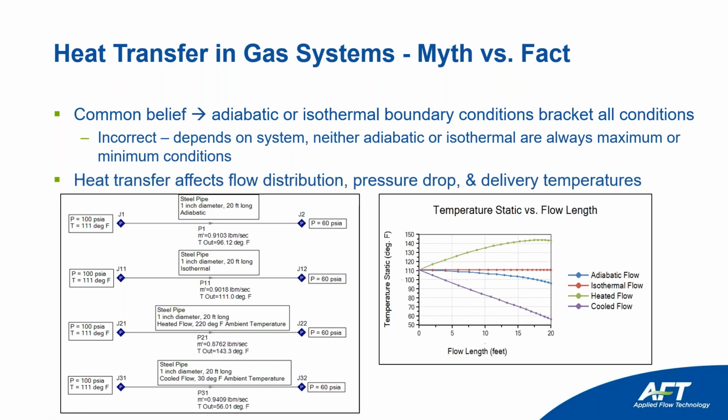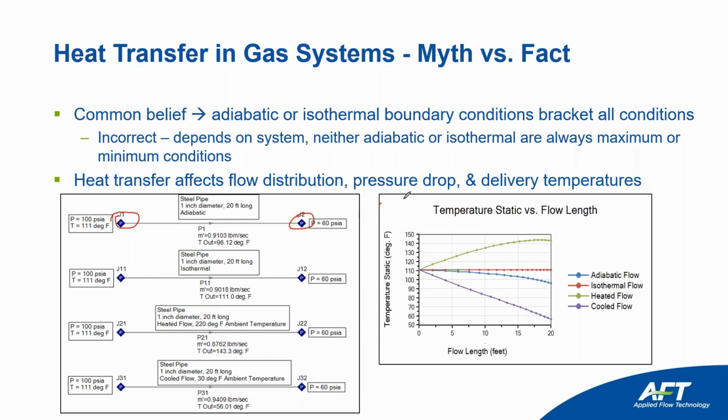And so this is a very simple example here where we have 4 individual piping systems, and we have an adiabatic case, an isothermal case, a case where the gas is heated down the pipe, and then the case where the gas is cooled off down the pipe. As you can see from the results, the pressure drop is constant. We've got a known pressure at the inlet and outlet of each system here.